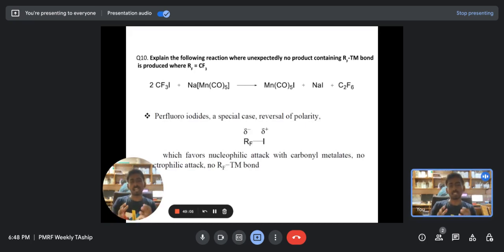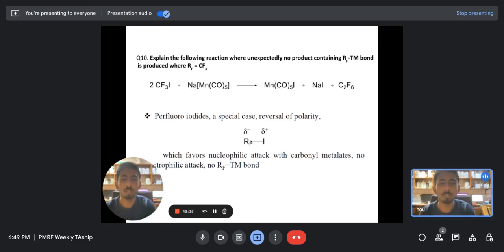Here this is actually a case of umpolung. Umpolung is nothing but an abbreviation, a special case for the reversal of polarity. Here you see, if this compound is any RI, where R is a hydrogen containing group and iodine is an electronegative halogen, then R will be delta plus and I will be delta minus. But in this case, when the fluorine atoms are substituted for hydrogen, this is RF, that is delta minus, and I will be delta plus.